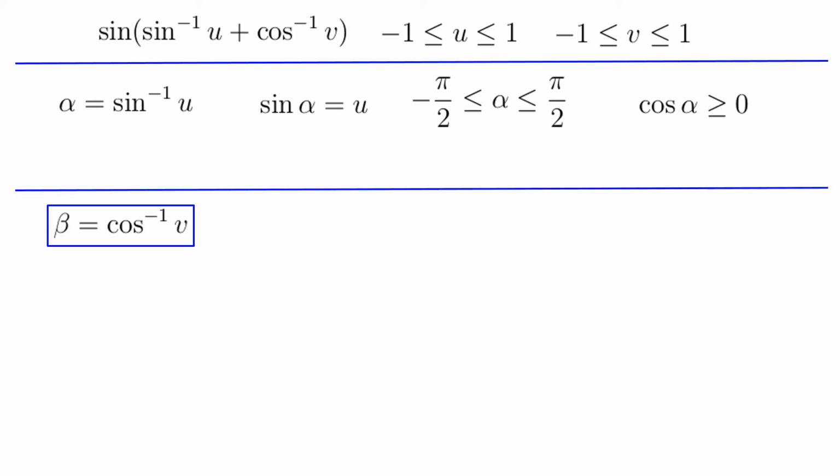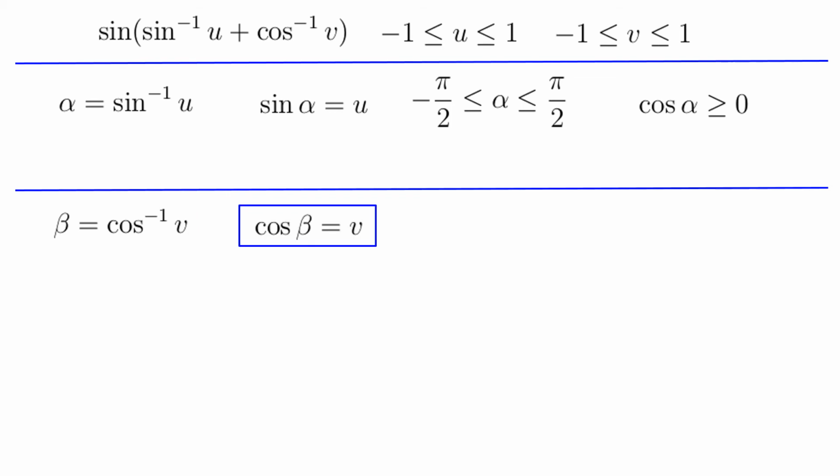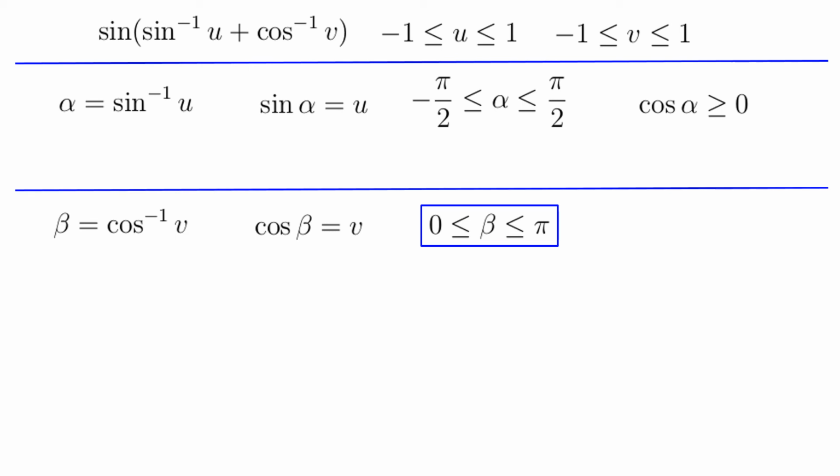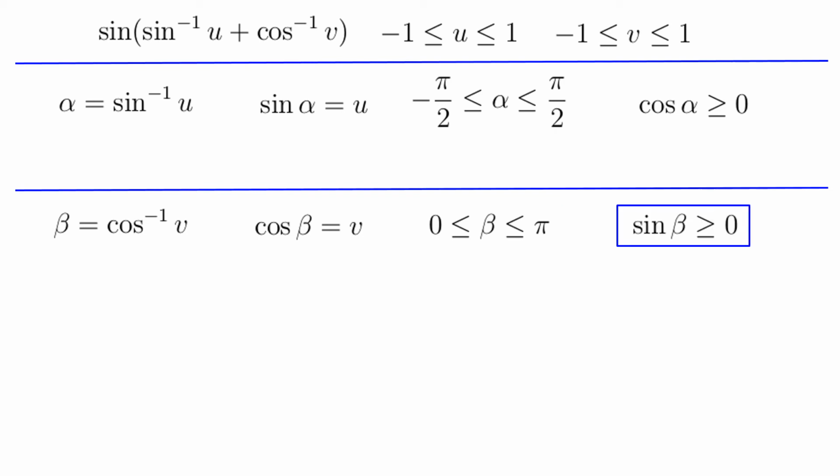Now we let beta equal the inverse cosine of v. This means that the cosine of beta is equal to v. And beta has to be between 0 and pi. This means that beta is a first or second quadrant angle. The sine of any angle in those quadrants is not negative, so the sine of beta is greater than or equal to 0.